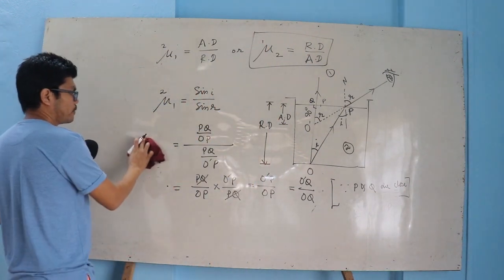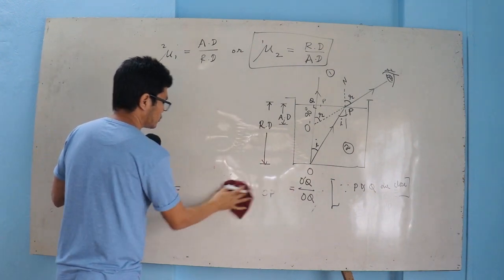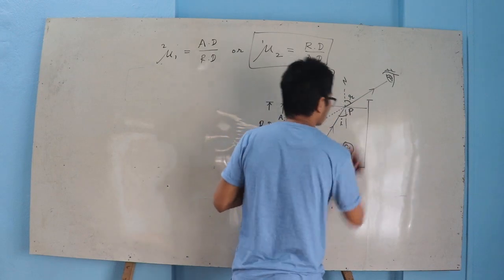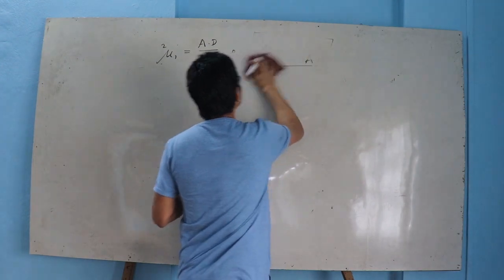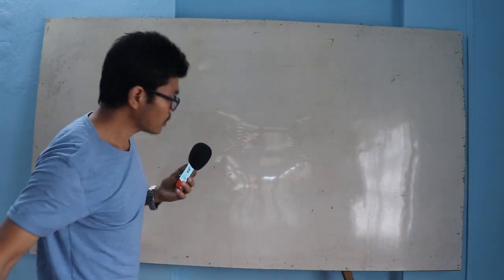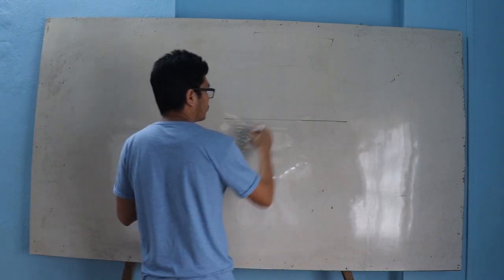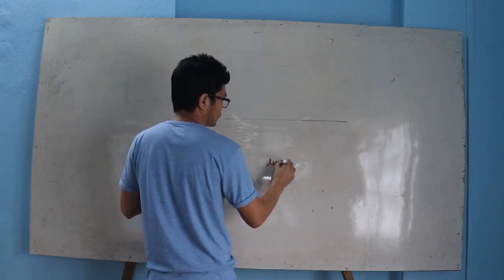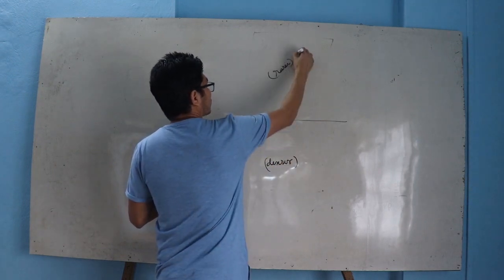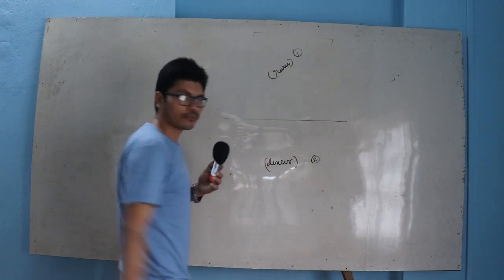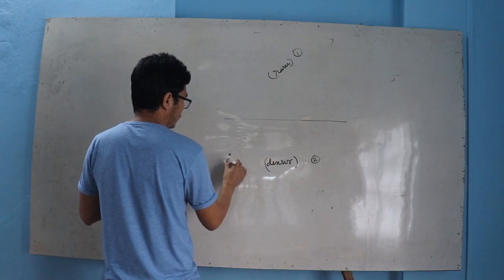So next we have total internal reflection of light. We'll see total internal reflection of light. In total internal reflection of light, we have two media. One is the denser, and this is the rarer here. Let's say the first medium, and this is the second medium here. Then you keep an object in the denser medium. That will be the object.